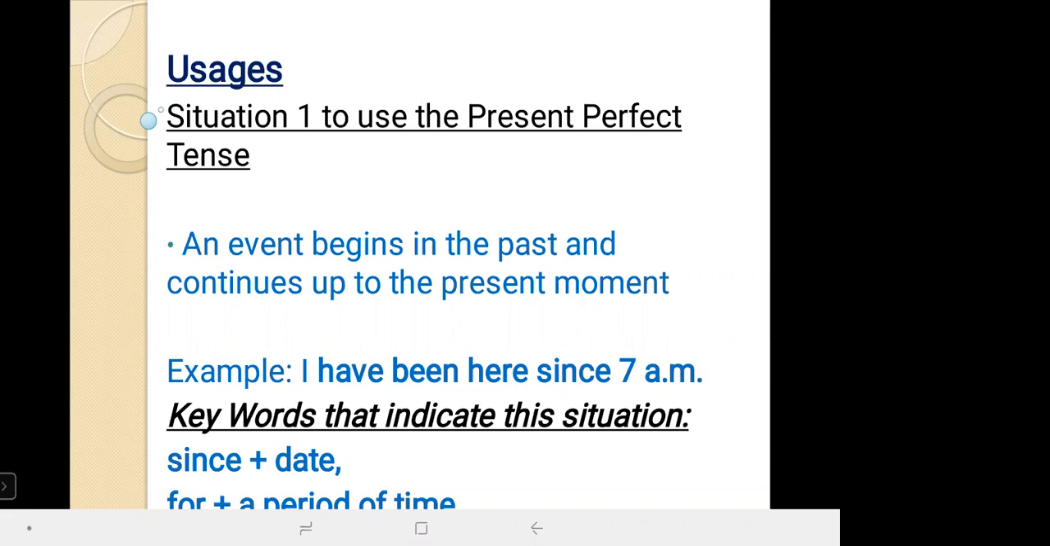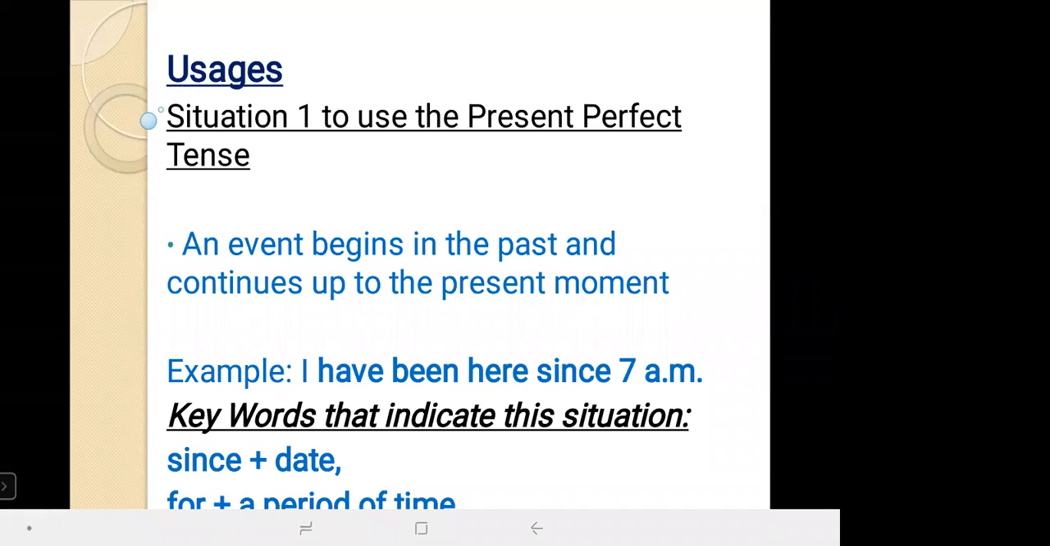Look at my example. It says, I have been here since 7 a.m. Maybe you have an appointment in an office and you arrived there at 7 a.m. and the manager didn't come until let's say 9 a.m. So whenever you see him, you say, I've been here since 7 a.m. So it tells that you've been there, starting sometime in the past, and you were there until he came, that present moment.